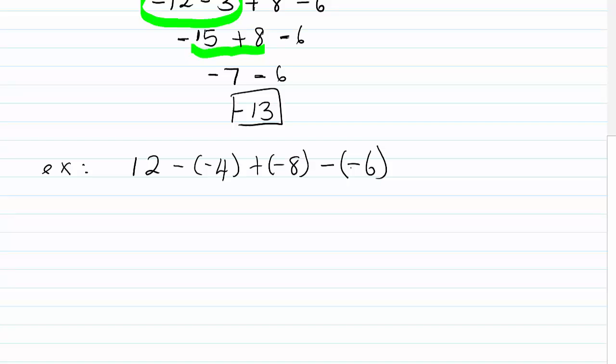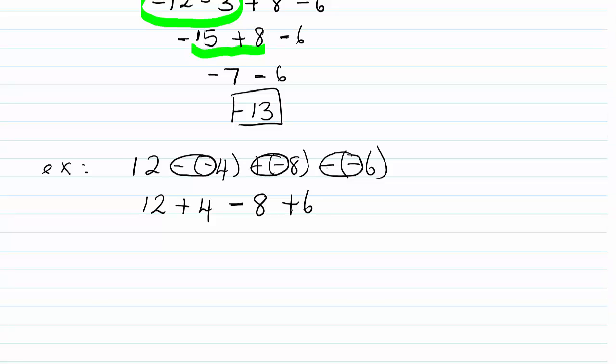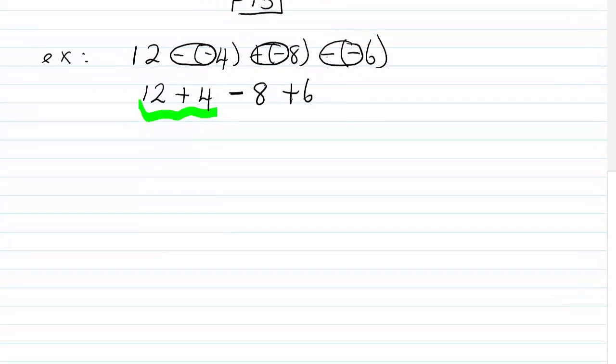Once again, I look to see if I have what is called redundant signs, and clearly these two are redundant, these two are redundant, and these two here are redundant. So a negative times a negative, that becomes positive, so 12 plus 4. A positive times a negative becomes negative, and that's negative 8. And a negative times a negative, that becomes positive 6. And now my problem only contains addition and subtraction, so I can apply the left to right rule.